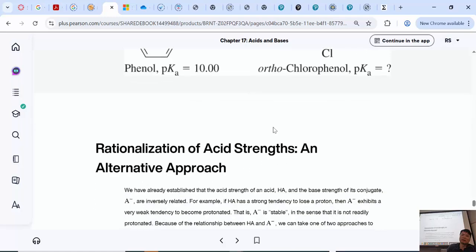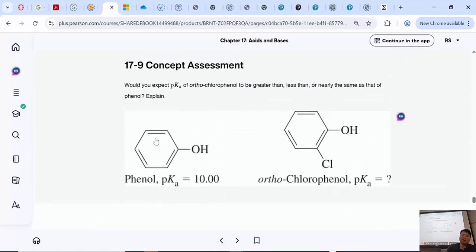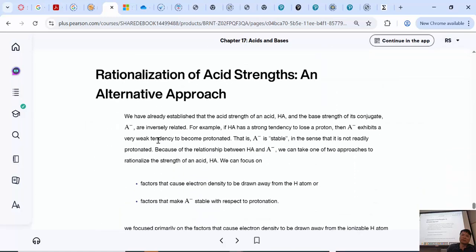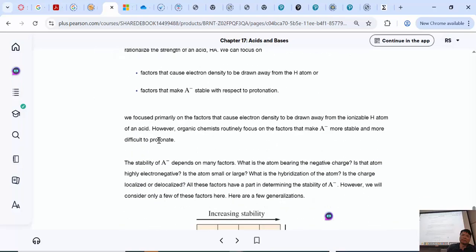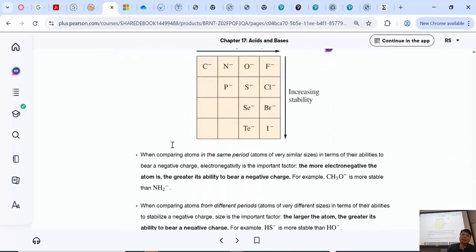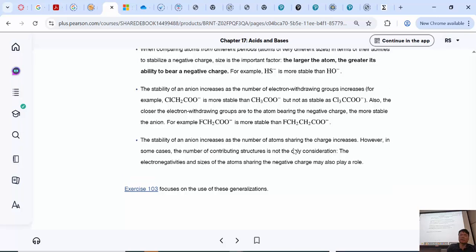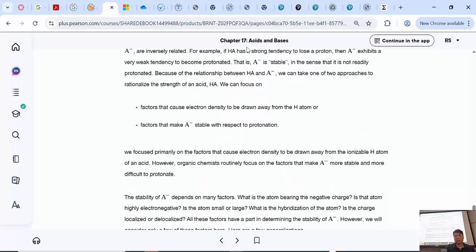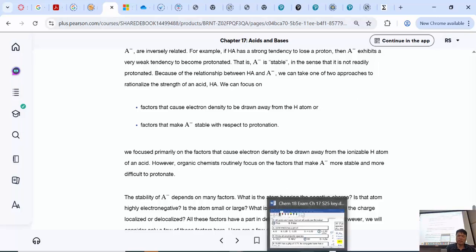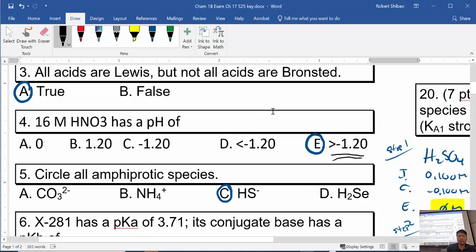So this is talking about ortho and para and meta substituted amines. And then we look at the stability of the bases here. All right, so that pretty much finishes chapter 17. There's still one more thing I wanted to talk about from chapter 17, but we'll do it after this.